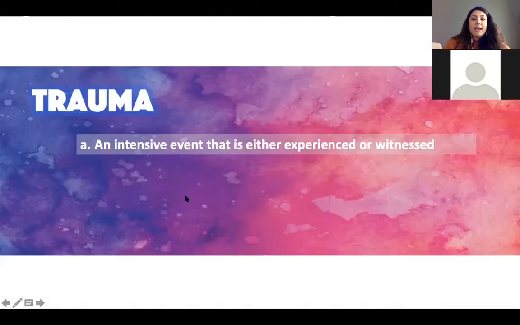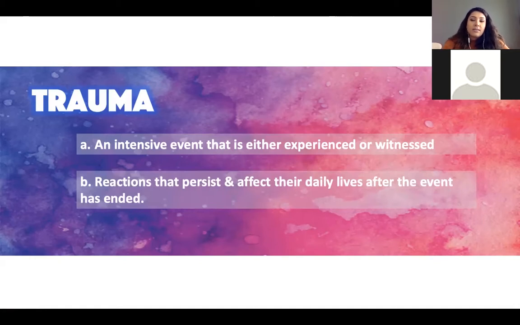Okay, so trauma has two components. The first is an intensive event that is either experienced or witnessed, and that leads to reactions that persist and affect daily lives after the event has ended. This is a very broad definition. The point is not to make it so specific that it alienates those who are having trauma-like responses. We want to make sure it just makes sense: something is going on, they've witnessed or experienced it, and then there's some sort of outcome that's impacting their functioning.